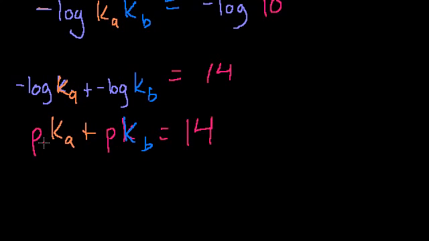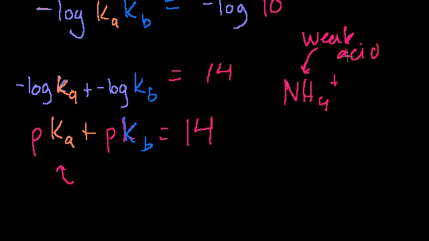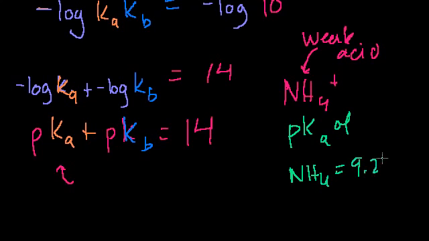Now, why is this useful? Well, if you know the pKa for a weak acid, for example, let's say we have NH4 plus. This is a weak acid, right? It can donate an H, but it's not an irreversible reaction. That H can be gained back. So this is a weak acid. If you look it up on Wikipedia, it'll tell you the pKa of NH4 is equal to 9.25, for ammonium.